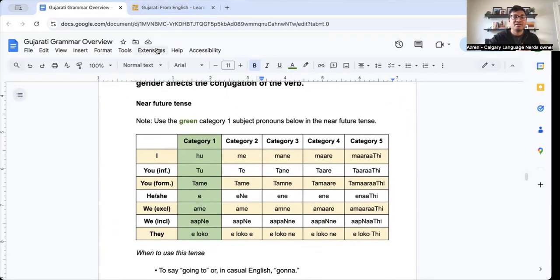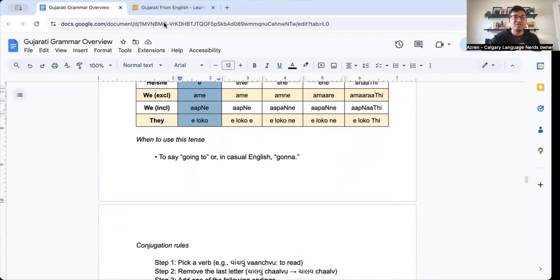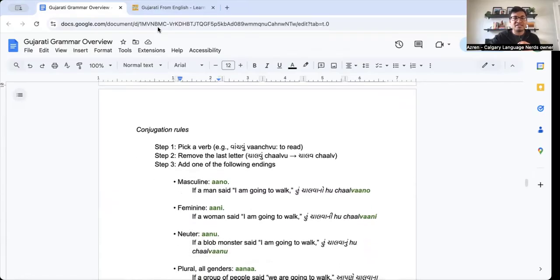So we have the near future tense. We're going to use category one verbs. When do we use this tense? Anytime we're saying going to or gonna in casual English: I'm going to go to the mall, I'm going to go to work, I'm going to whatever. So we pick a verb such as vanch. Again, we're just using vanchvu today. It's actually funny, I found a typo from 2 years ago when I wrote this. I had vanchvu up here and chalvu down here. But anyway, we remove the last letter.